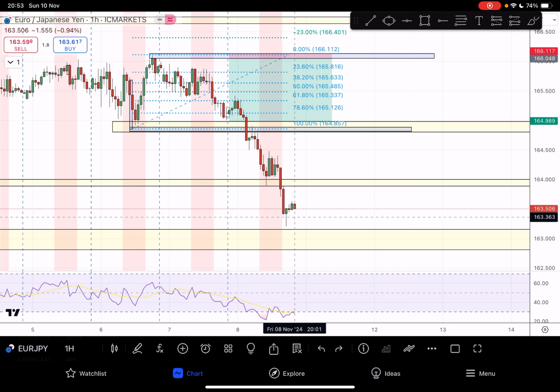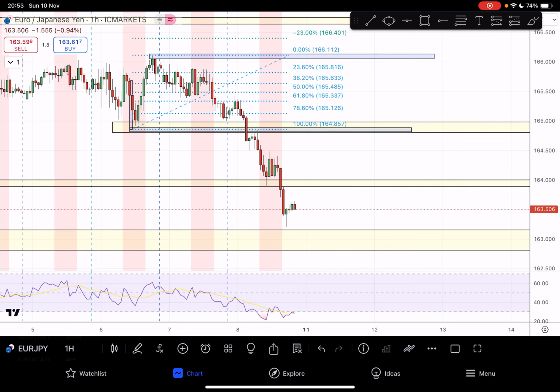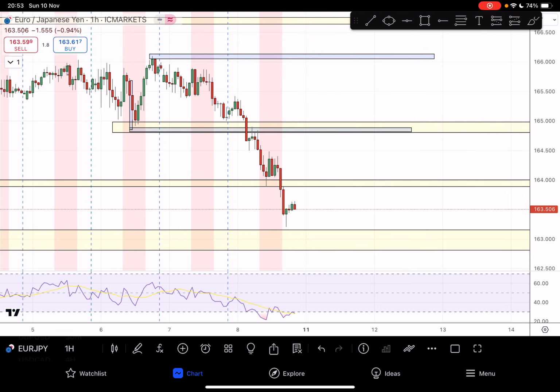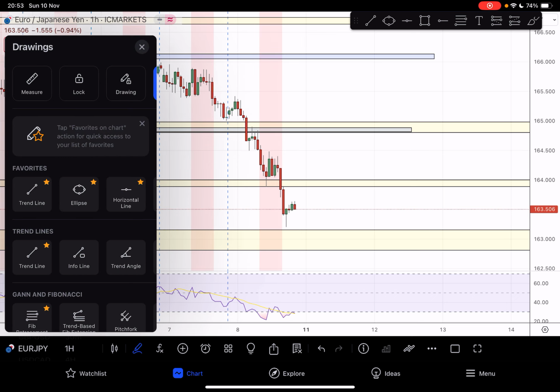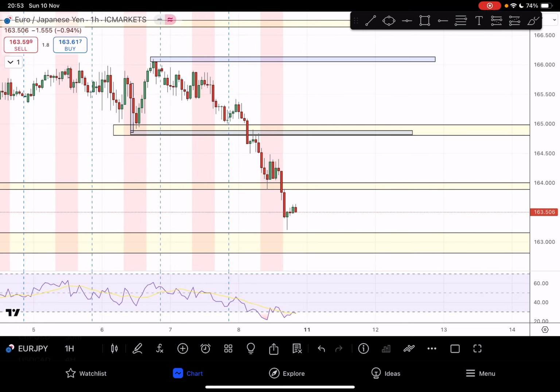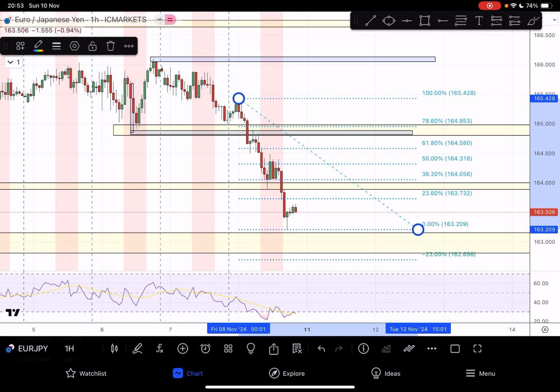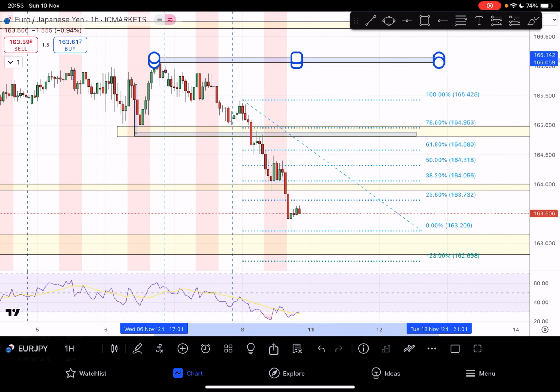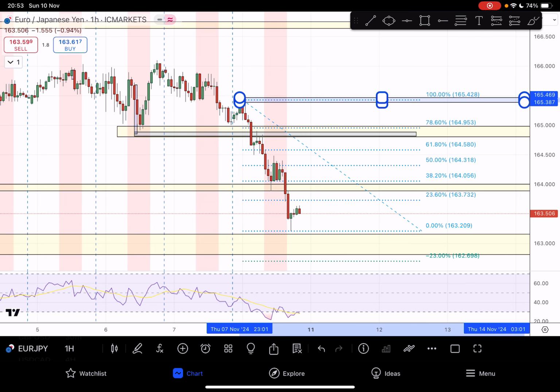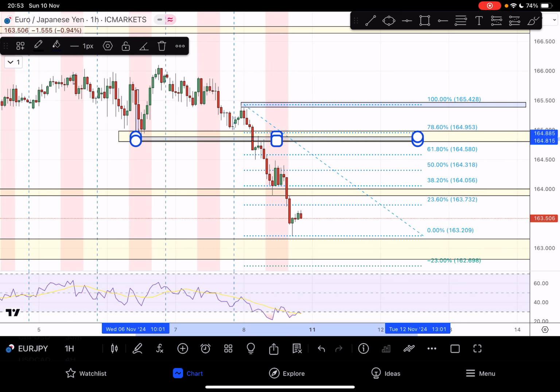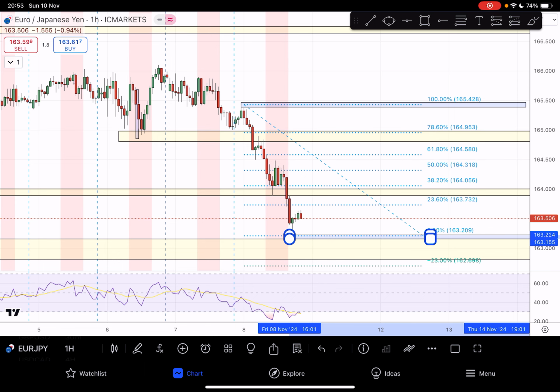So what I want to do, delete this, so let's have a look here. Fib tool, high of the day, drag it to the low of the day, to the wick. That is my intraday trading levels. These are my intraday trading levels in blue. Obviously, there are H4 levels in between. These are high probability trading areas where prices are on a H4 level as well.